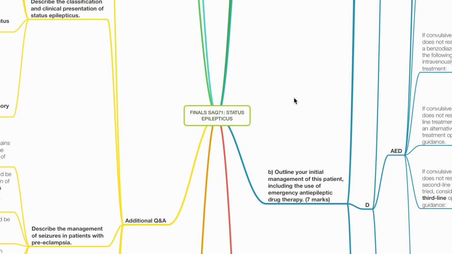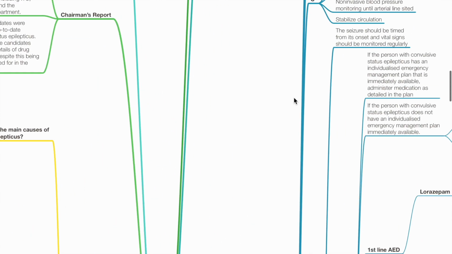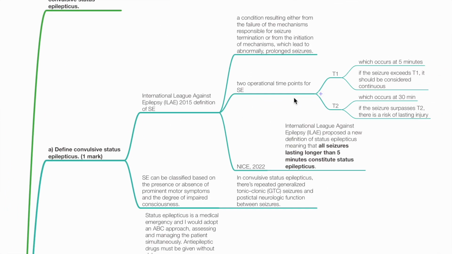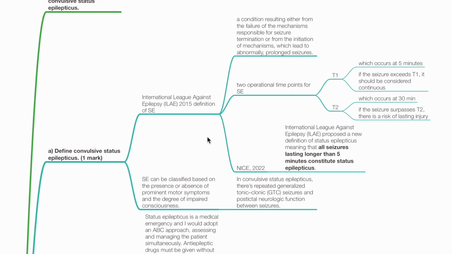Finals SAQ71 Status Epilepticus. You are asked to review a 27-year-old male who is a known epileptic in convulsive status epilepticus. A. Define convulsive status epilepticus. According to the International League Against Epilepsy, all seizures lasting longer than 5 minutes constitute status epilepticus.